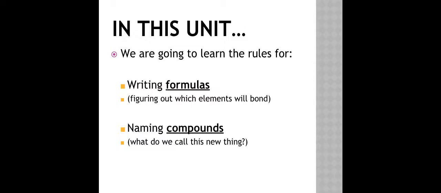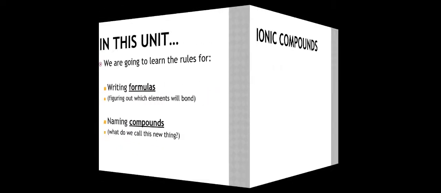And again, just to reiterate, we are writing formulas and then we're naming compounds. The reason for this is that it's essential for chemistry. If you don't know what a compound is, then you're going to have a really tough time figuring out other stuff as we go through the rest of the year. So this is one of the most essential things that we're going to be covering this year.